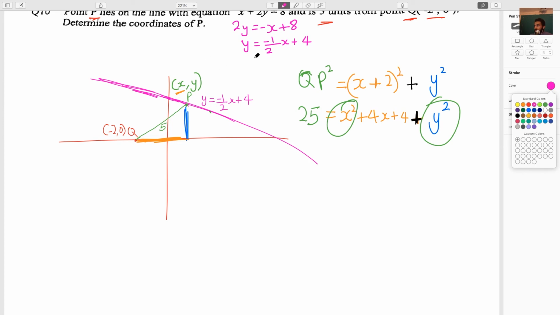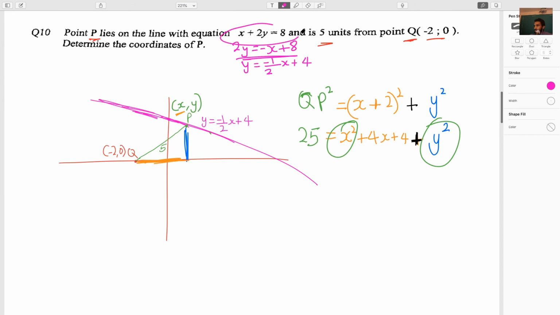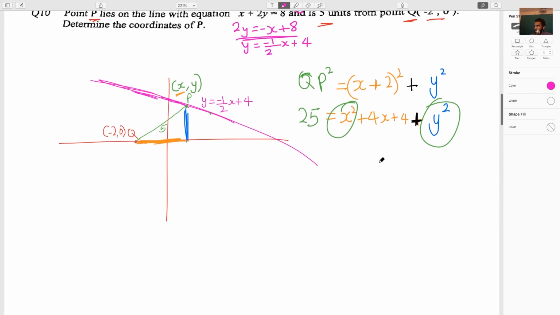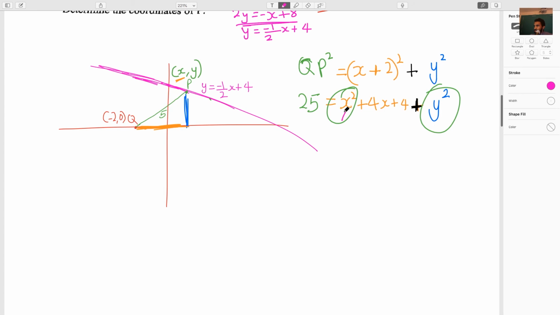So here we had 2y equals minus x plus 8. We can rewrite that as, well, let's go back to the beginning. Here's the beginning: x plus 2y equals 8. So we have simply that x equals 8 minus 2y. You see that? 8 minus 2y. Just move the 2y over. So now we can substitute that in everywhere that we see an x, which is these two places, and we can get a final answer.